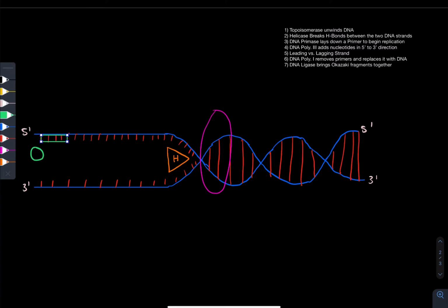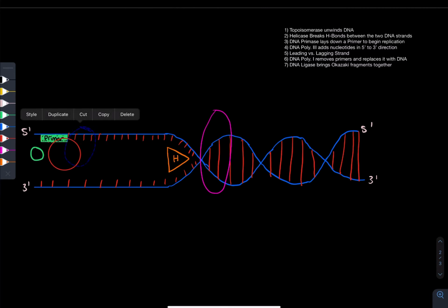And that primer is going to be made with RNA nucleotides, and it's going to be the point where DNA polymerase comes in the next step and it's laid down. So what the primer does is say, hey, DNA polymerase, come over here and start working right here. So DNA polymerase will see that and immediately hop on right here.